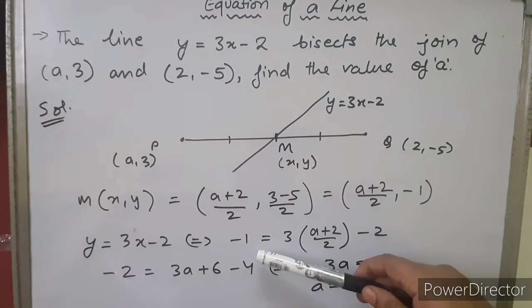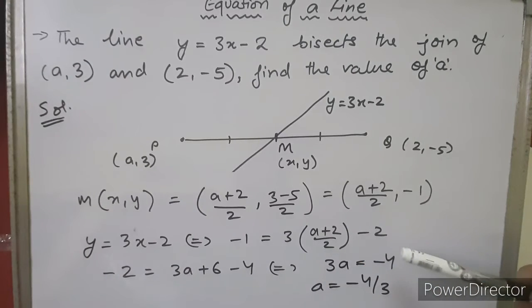When we put x equals (a plus 2) by 2 and y equals minus 1, we'll get minus 1 equals 3 times (a plus 2) by 2, minus 2, right? So when we multiply and simplify, we get the value of a equals minus 4 by 3. Alright children, please note down the solution.